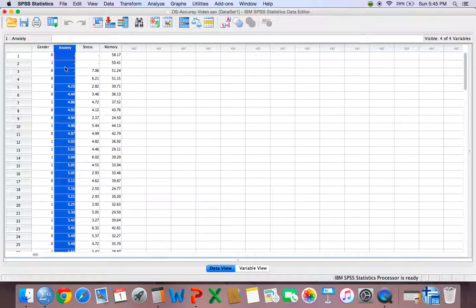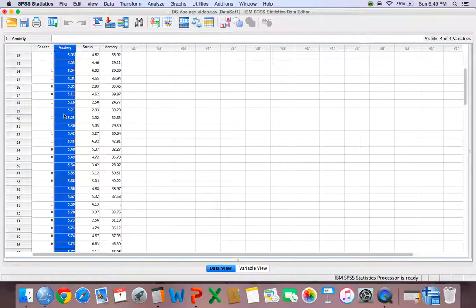Also, if a variable is a problem, then you will see that most of the data in the column is missing. So if anxiety was a problem, then we would look in this column and see that a lot of the data would be missing. Now, obviously, that's not the case in our example, but that's just what you would look for.